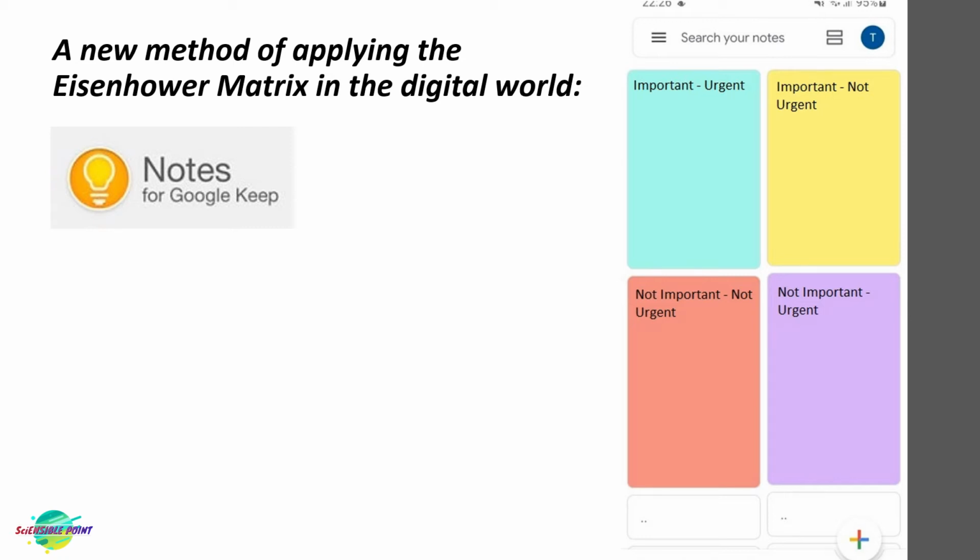No time wasted planning. For example, you have an exam in 2 days and you have to study. That's a very important and urgent task. You can write in the first quadrant, start to study as soon as possible. You have homework to do for next week. It's important but not urgent. Write it in the second quadrant, you can schedule it.